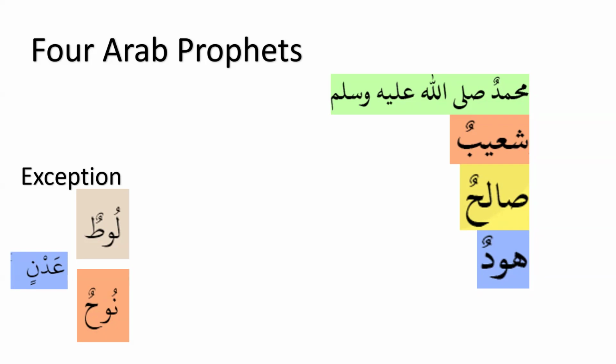Okay, so Lut, Nu, and Aden. Aden is the name of a place, not the name of a prophet. So these three are exceptions. They are non-Arabic names and names of a place, but they are still considered fully flexible.